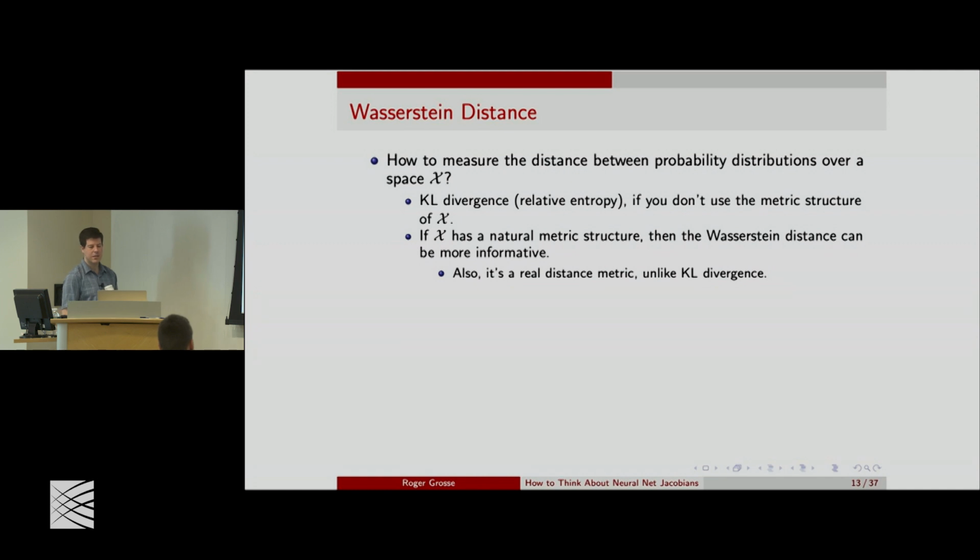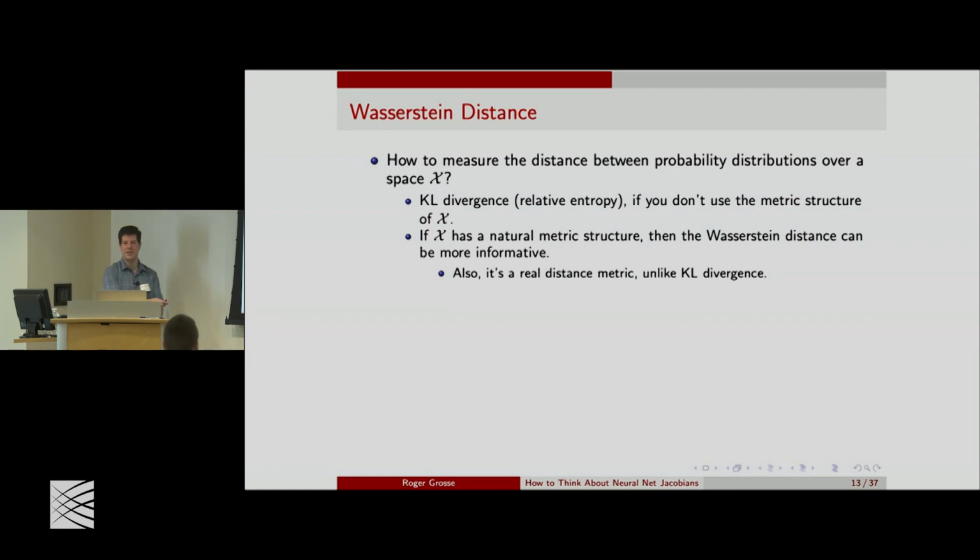Probably the most common thing we use in machine learning is something called KL divergence. It's not exactly a distance metric, but it's a measure of how different the distributions are, and it's motivated by coding theory. If you're not familiar with KL divergence, that's okay. But one property of KL divergence is that it doesn't use the metric of the space X that the distribution is over.